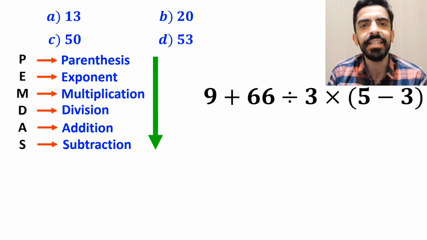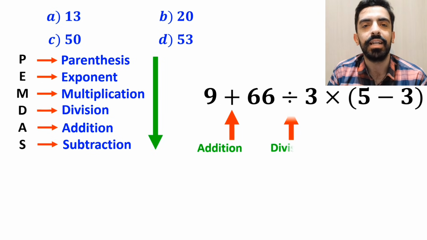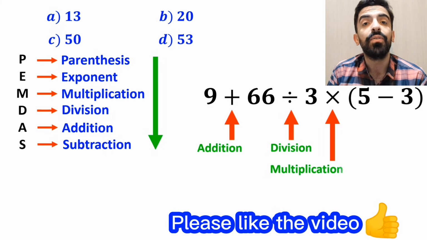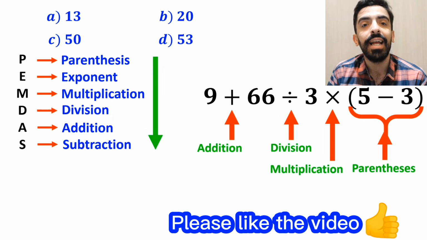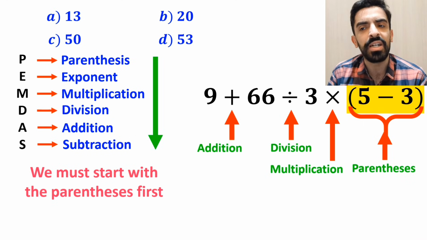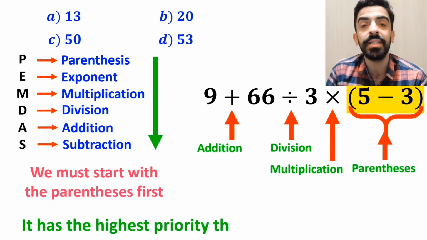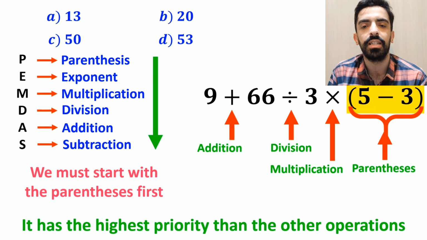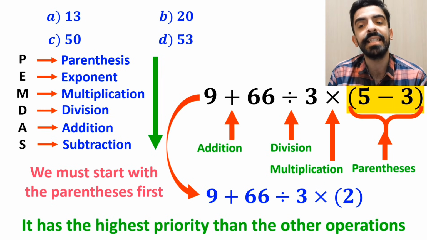Alright, as you can see in the image and this expression, first we have an addition sign, then a division sign, followed by a multiplication, and finally parentheses. We must start with the parentheses first because it has the highest priority than the other operations. So, instead of this expression, we can write 9 plus 66 divided by 3 times 2.